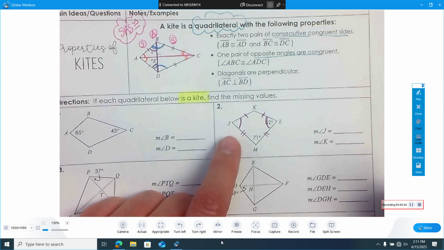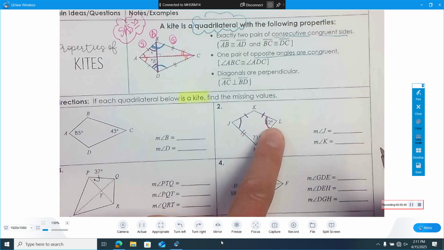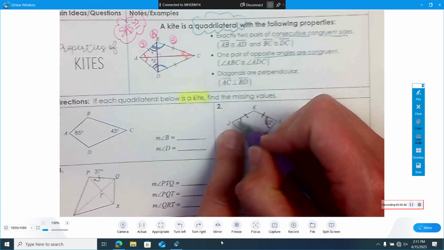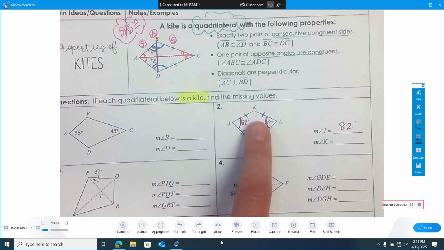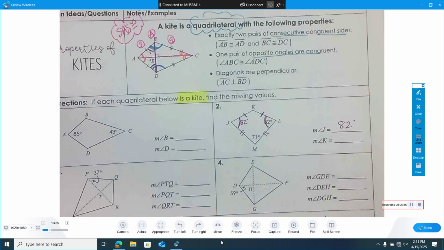It won't be necessary. L is 82. What's J? Also 82. Good. So angle J is 82 degrees. How are we going to figure out the measure of angle K?